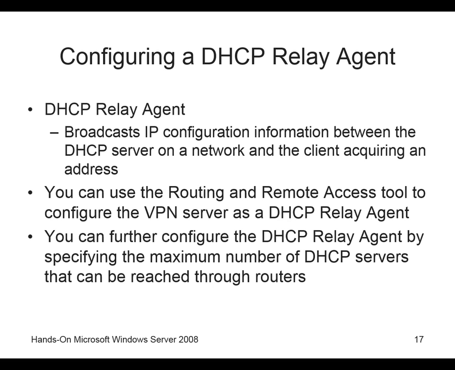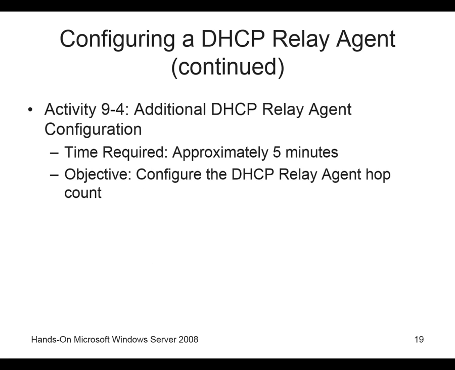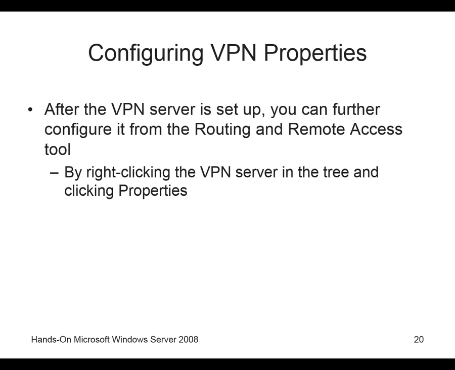DHCP relay agent, basically all it does is broadcast your IP configuration between the DHCP server and the client acquiring the IP address. All right. You can use the RAS tool to configure that VPN server, or is it the relay agent? And y'all are going to all be doing that. I'm just not taking the time in class, as you know, to do it because we'd run out of time. After the VPN server is set up, you can further configure it from RAS. Everything you're going to be configuring from that NPAS or RAS role. Does that make sense?